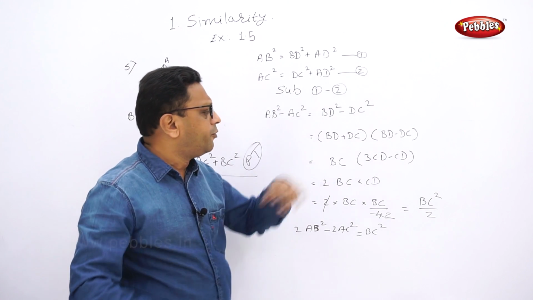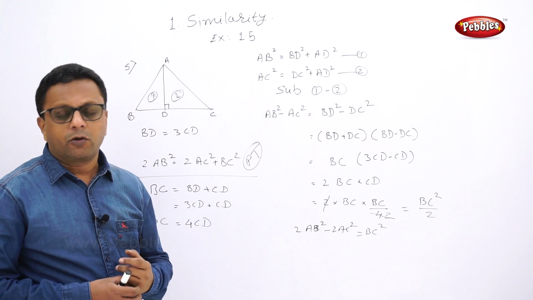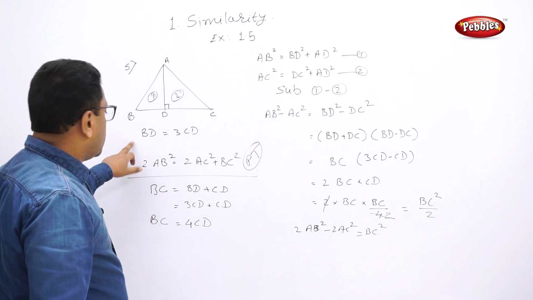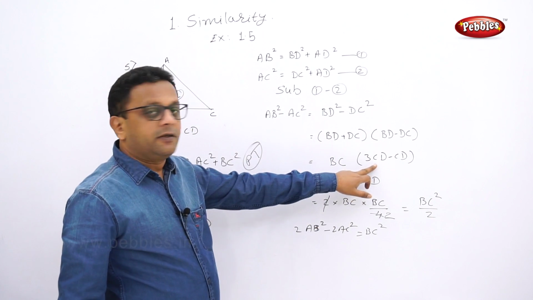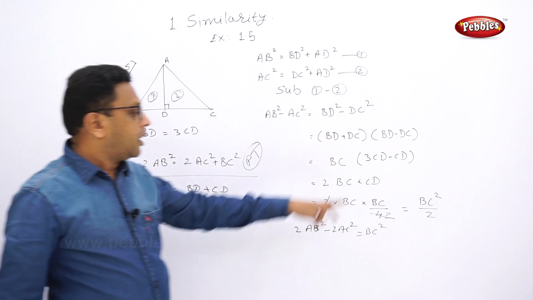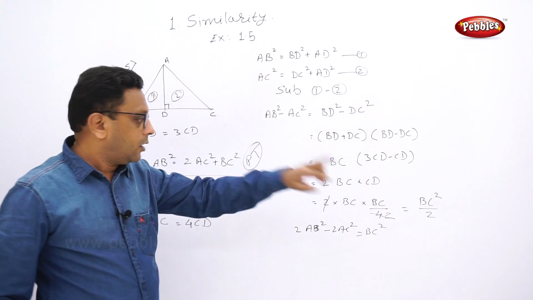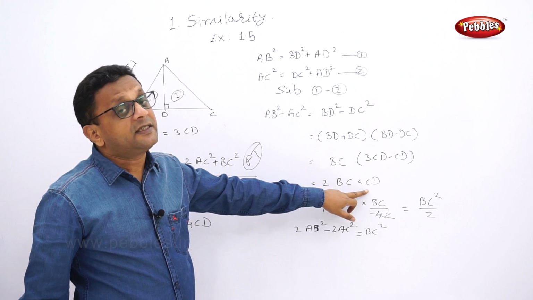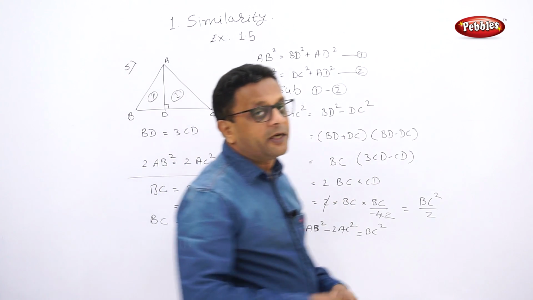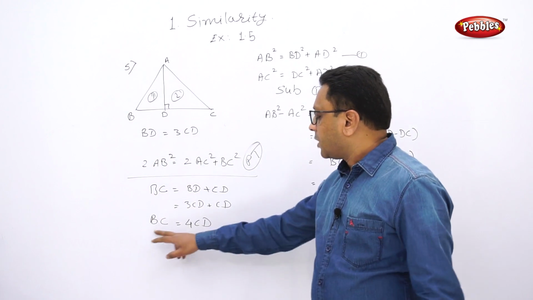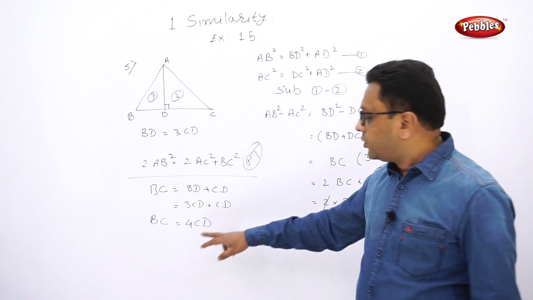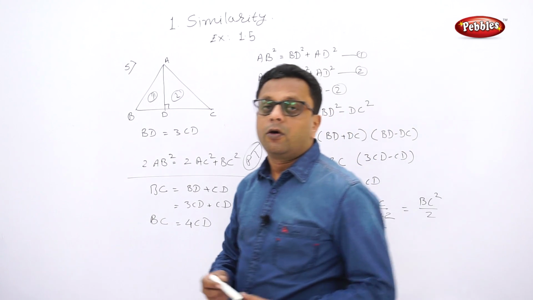Also BD, we don't want. So what we will do? This BD I will substitute as 3CD, which is given. So now BD is eliminated. Now we have only CD, and we have to eliminate CD also. So how will you eliminate CD? From here, BC is equal to 4CD, so CD is equal to BC upon 4.